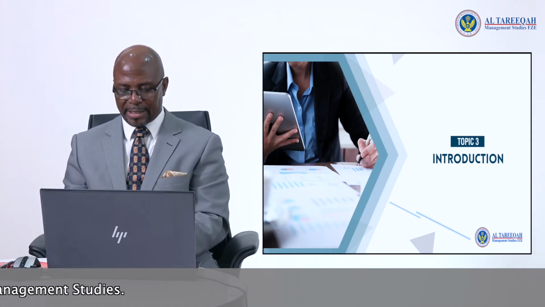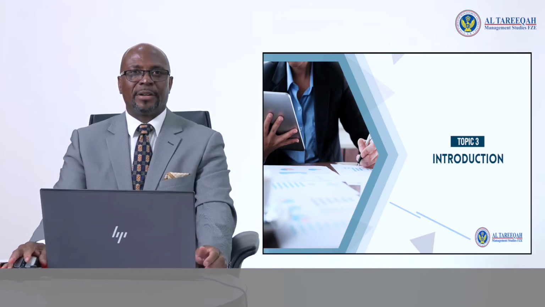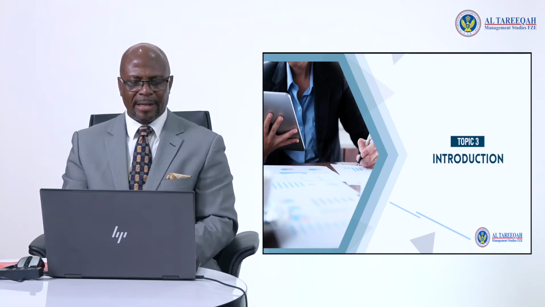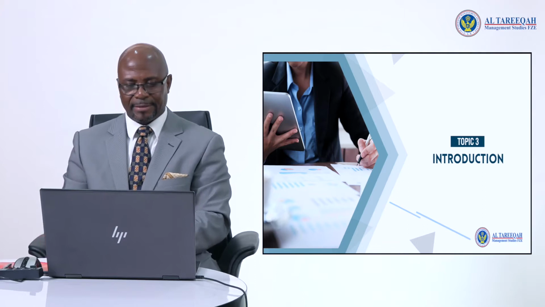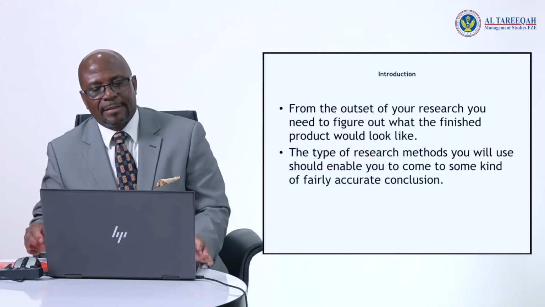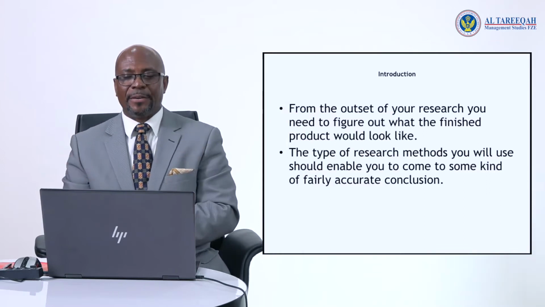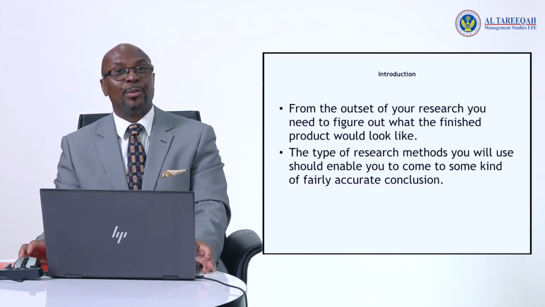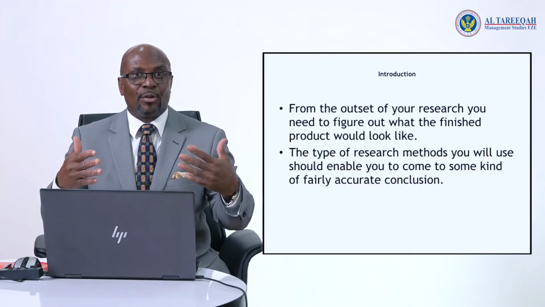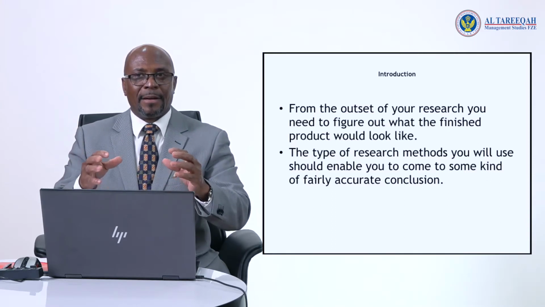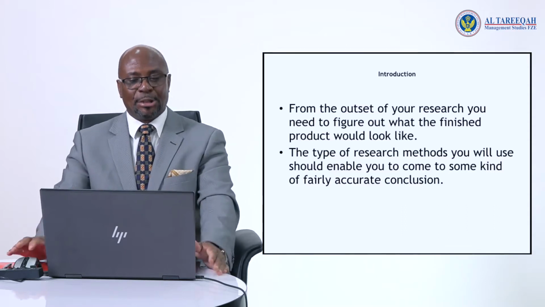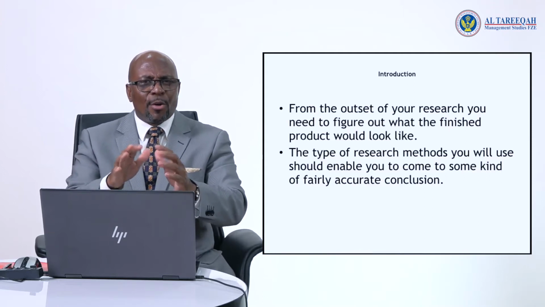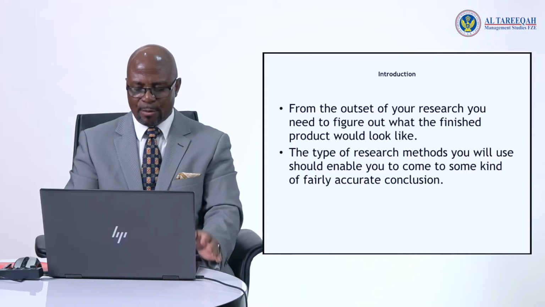So we will go into these sections of the introductory part one by one. Let's start with the introductory section. From the onset of your research, you need to figure out what the finished product will look like. Like I said before, the type of research methods you will use should be included. You should now try to establish the procedures and methods that you'll be using. You should also think about what your conclusion will be. What are the things you'll be looking at when you make your conclusion?